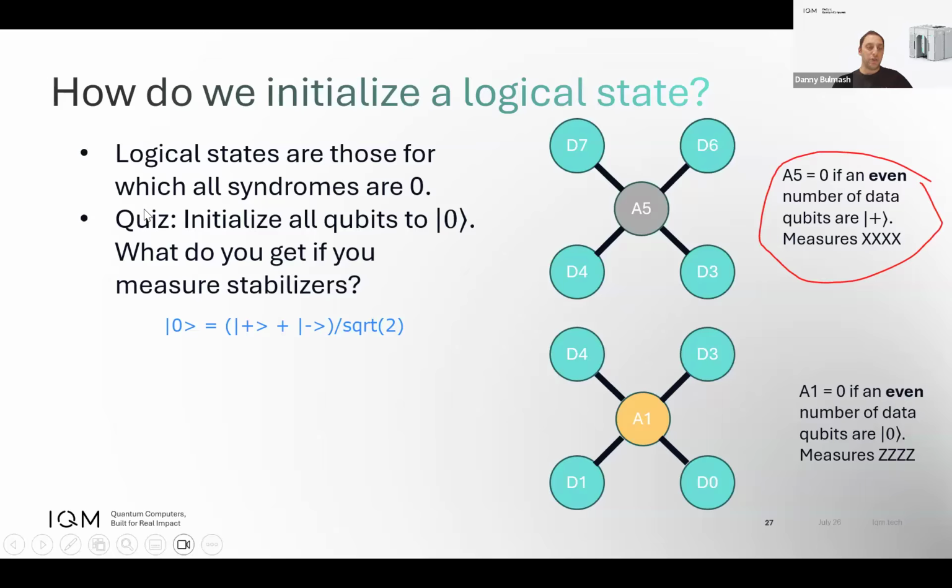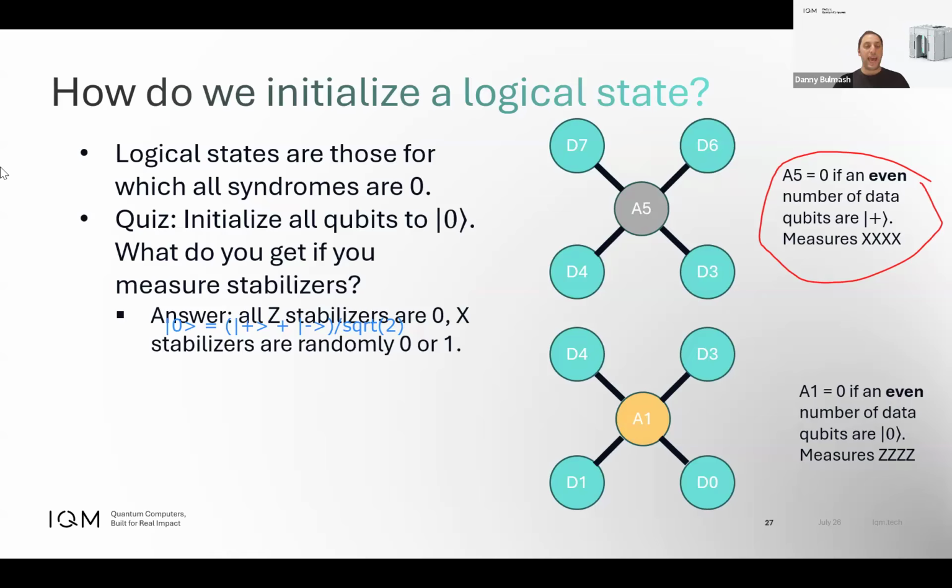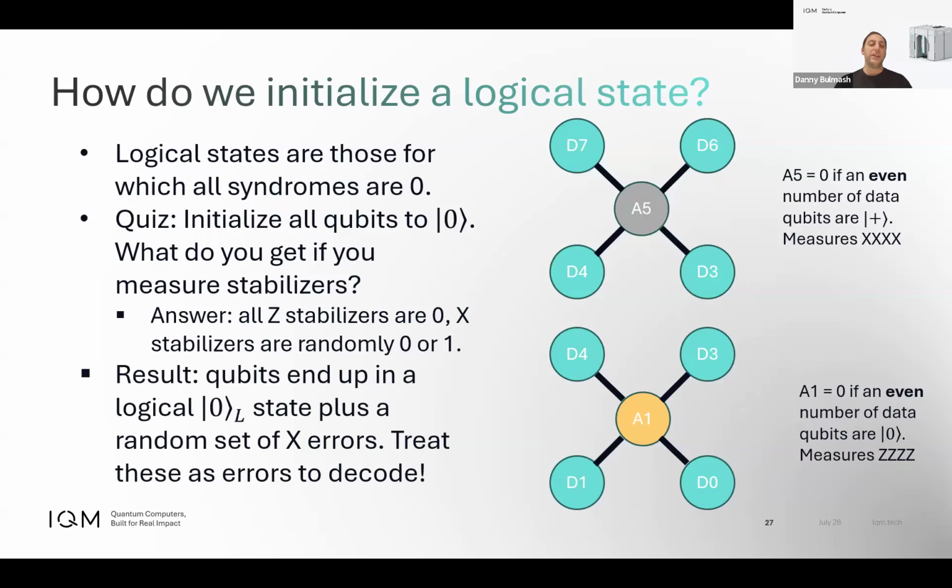So actually, it turns out that when the Z stabilizers are all 0, the X stabilizers end up randomly being 0 or 1, because you're basically randomly deciding which of these qubits is plus and which of these qubits is minus. And so the way to think about this is that we end up with our qubits in a logical 0 state plus a random set of, sorry, this should be Z errors. That's a typo there. A random set of Z errors. And it's errors that show up in these X-type stabilizers. And it turns out that that's okay. You just treat those as errors to decode later.